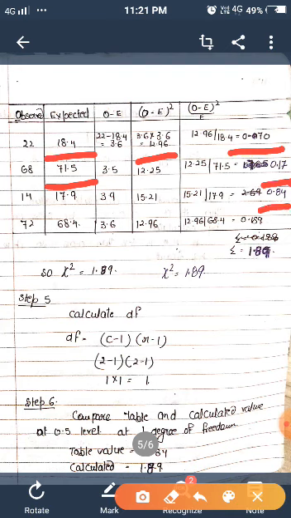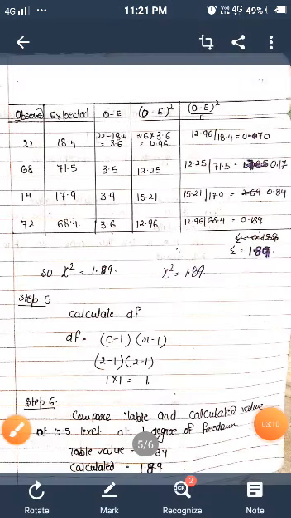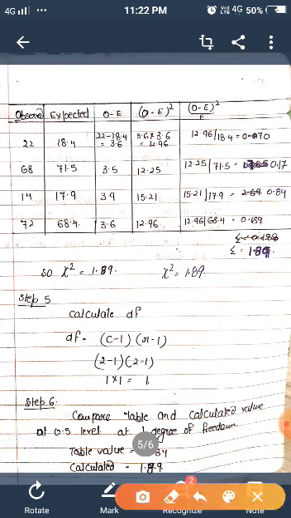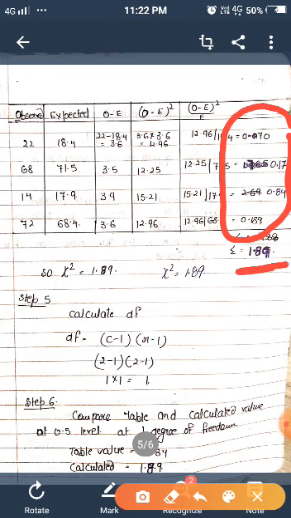Then 0.188, 0.189. Okay, so the next step is the summation of the O minus E square divided by E. Then we will calculate the summation of all these values, and we are getting the result 1.89. So this is the value of the chi-square.